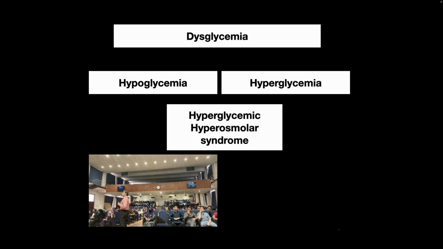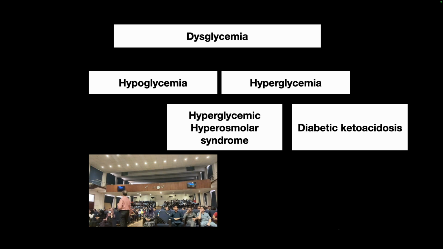Now, what is dysglycemia? Dysglycemia is abnormal blood sugar. It can be hypoglycemia, it can be hyperglycemia. Hyperglycemia can be hyperosmolar state, or it can be diabetic ketoacidosis. These are two emergencies which are similar. There are a few differences which may at times be critical, but these are fairly similar clinical situations.